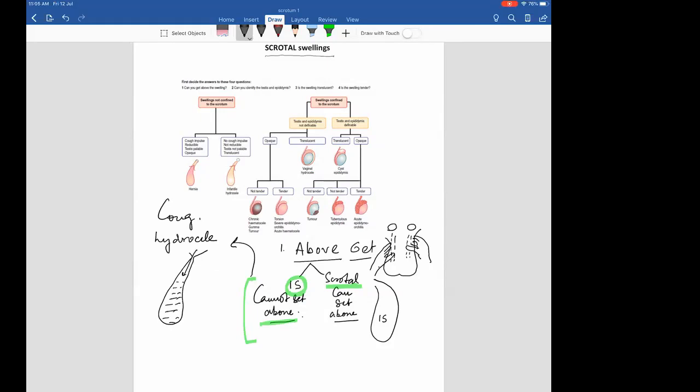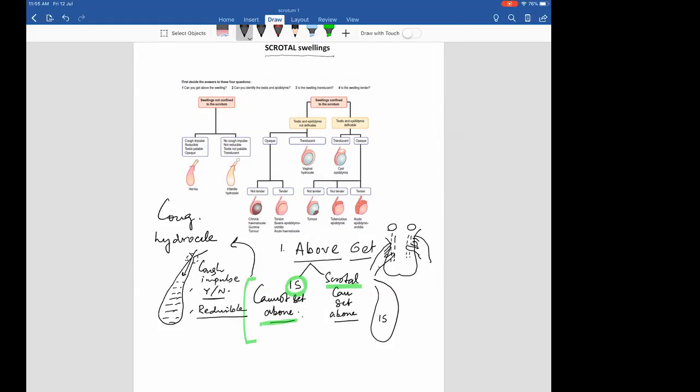So that means, should you get a cough impulse? The answer is yes, I can, and sometimes I don't. So don't blindly say that I cannot get a cough impulse. It depends upon the size of the orifice whether you get a cough impulse. You may or may not get it. But what is always important is that it is not reducible. And again, there is a hitch in the story.